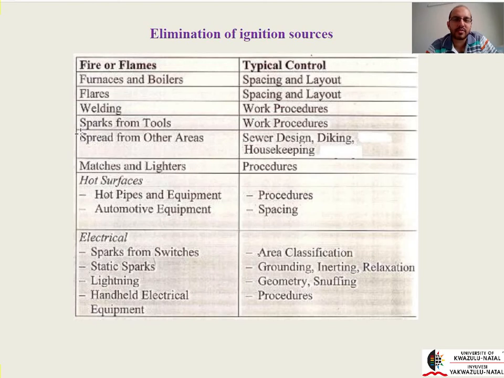In terms of trying to prevent fires from spreading to other areas, we look at sewer design, use of dikes, trenches, and general good housekeeping of the plant. Okay, so presence of matches and lighters, that's controlled through procedures, so simple rules such as no smoking in certain areas. Okay, hot surfaces as well, controlled using procedures and spacing.